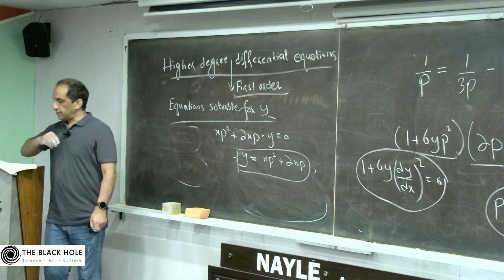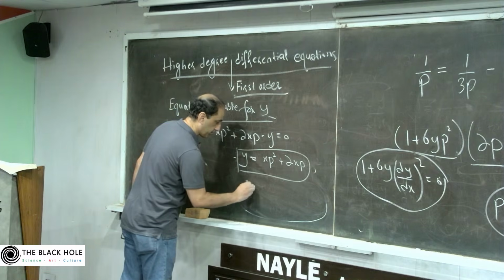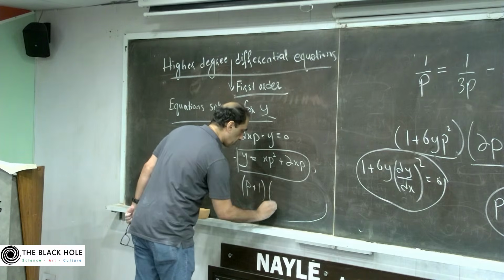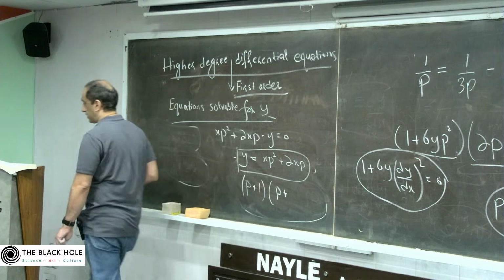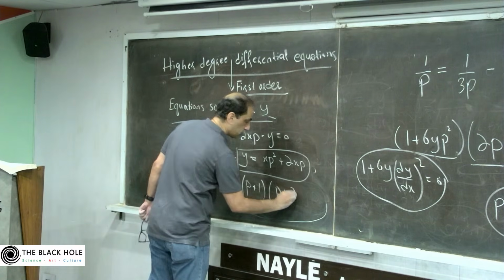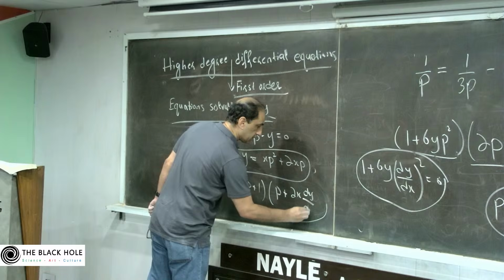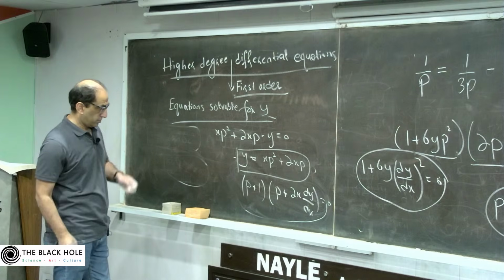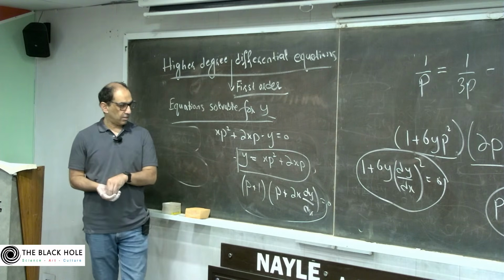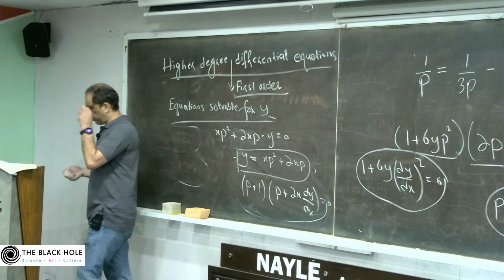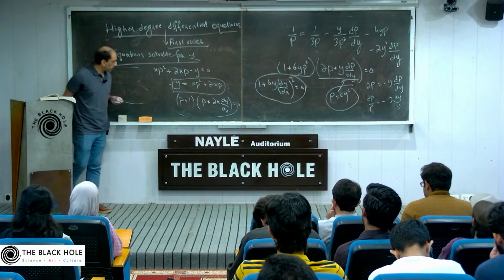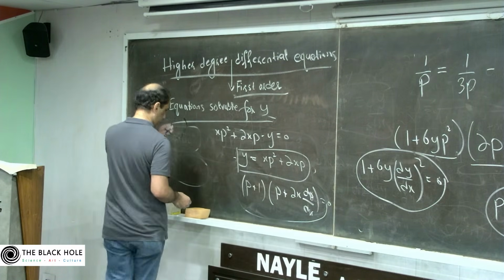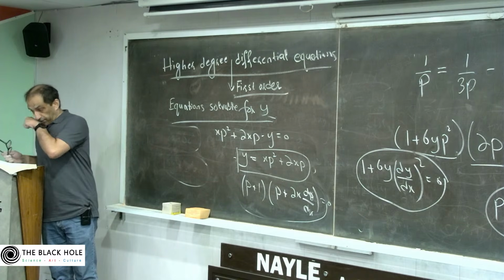So once you do this, you will have this thing. P plus 1, and P plus 2x dp by dx is equal to 0. Okay, yeah, P plus 1, P plus 2x dp by dx.